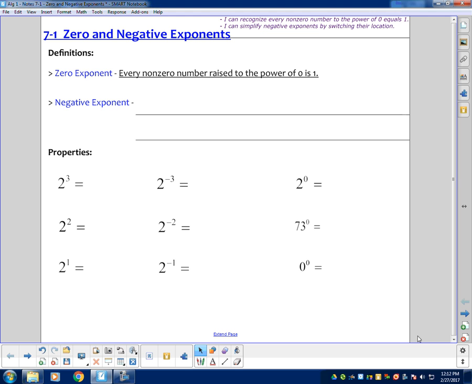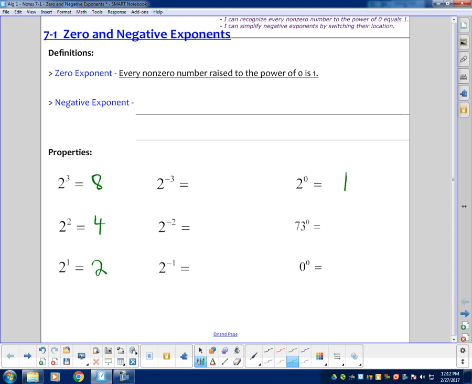Let's continue our pattern here. We have 2 to the third is 8. 2 to the second is 4. 2 to the first was 2, and I tricked some of you on this. 2 to the 0 was 1.